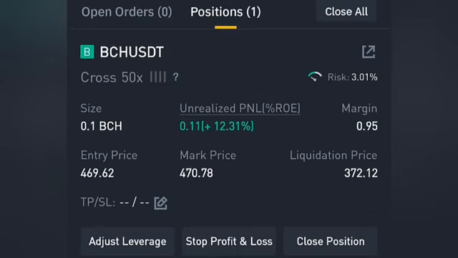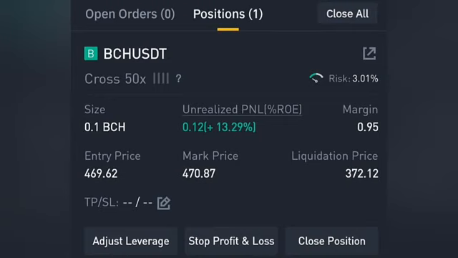If you look at my liquidation price right there, you will notice that it is around 372.12. If the price of Bitcoin Cash decides to go down to 372.12, I would lose my money. I would lose everything.